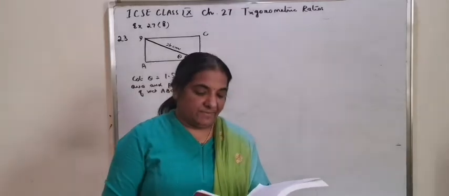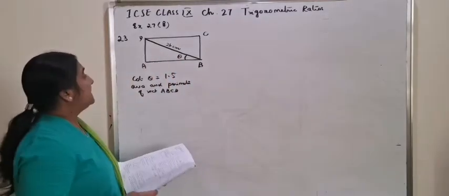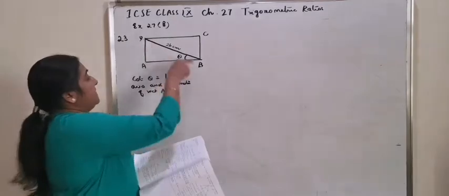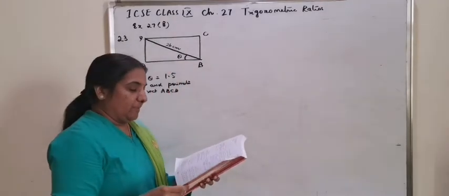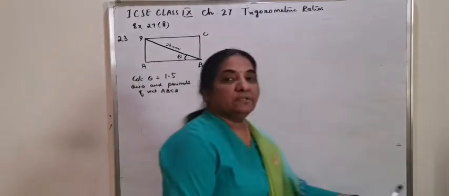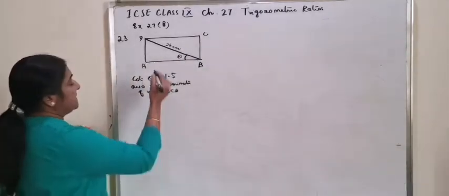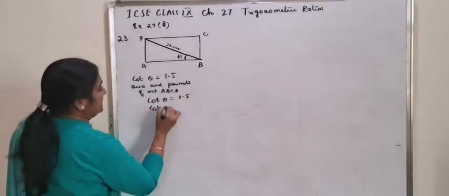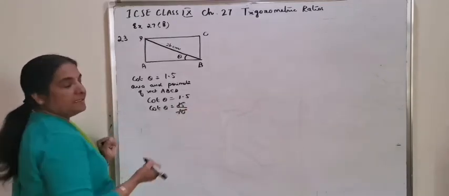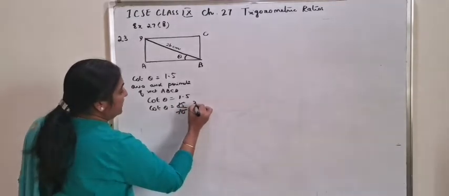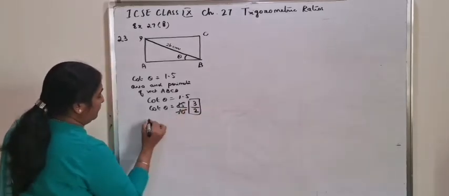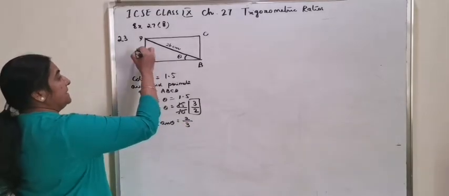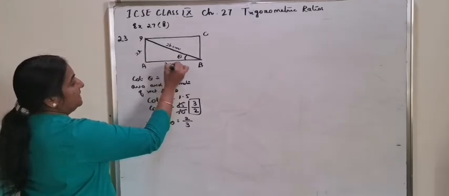Question number 23. In rectangle ABCD, diagonal BD is equal to 26 cm and cotangent of angle ABD, I plotted as theta, is 1.5. Find the area and perimeter of the rectangle ABCD. That means cot theta is equal to 1.5. Cot theta is equal to 15 by 10. Let's reduce with 5. It is 3 by 2. Therefore, tan theta is equal to 2 by 3. Tan theta means AD length is 2k and AB length is 3k.